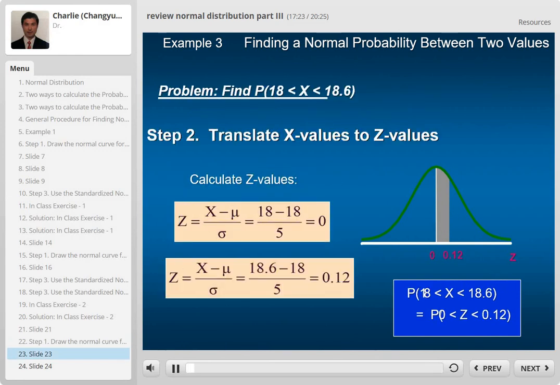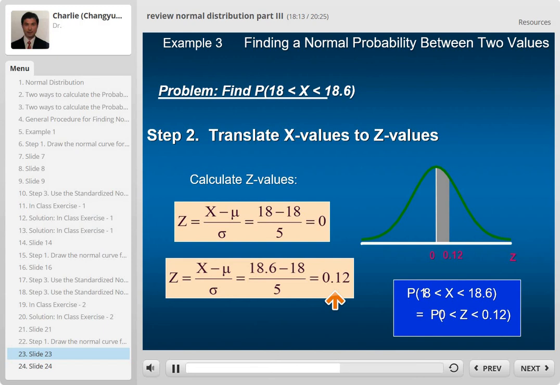Now we have two x values here, 18 and 18.6, so we're going to calculate the two z values. First one, z equals x minus mu divided by sigma, and we plug in 18. We know mu equals 18 and sigma equals 5, so the z value is 0. The second z value is for 18.6. x equals 18.6, mu 18, sigma equals 5. We finish the calculation. It's 0.12.